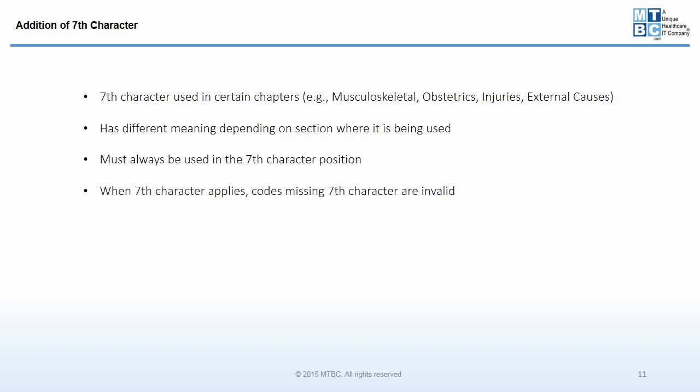It must always be used in the seventh character position. It cannot be in the sixth. So if there is a missing digit, then there needs to be a placeholder to make this the seventh character. So when the seventh character applies, codes missing the seventh character are going to be denied. They're invalid. Okay, just like ICD-9, if you were missing a fourth or fifth digit, the same thing here. Missing a fifth, sixth, or seventh digit is going to be a denial.